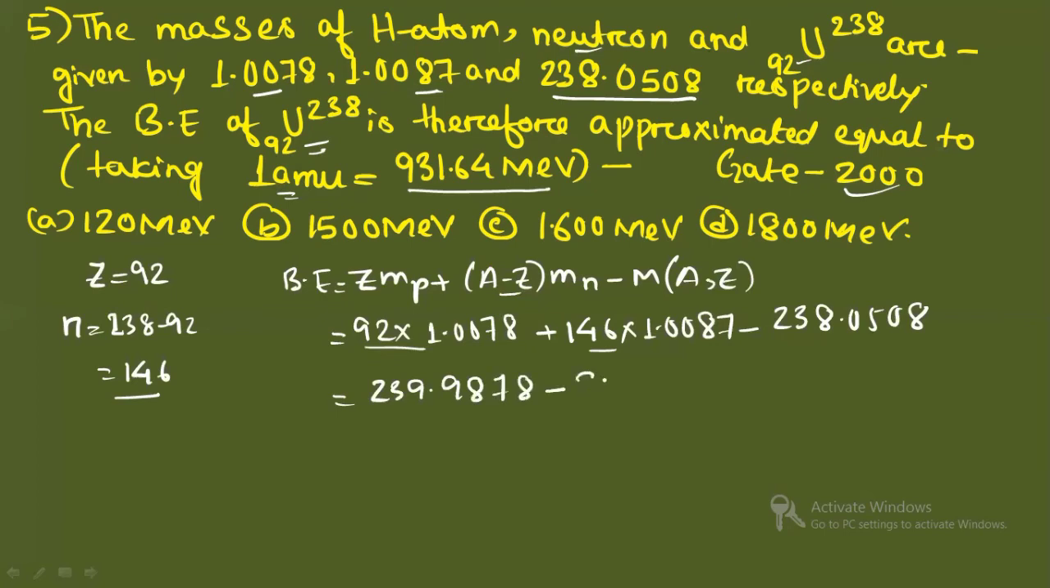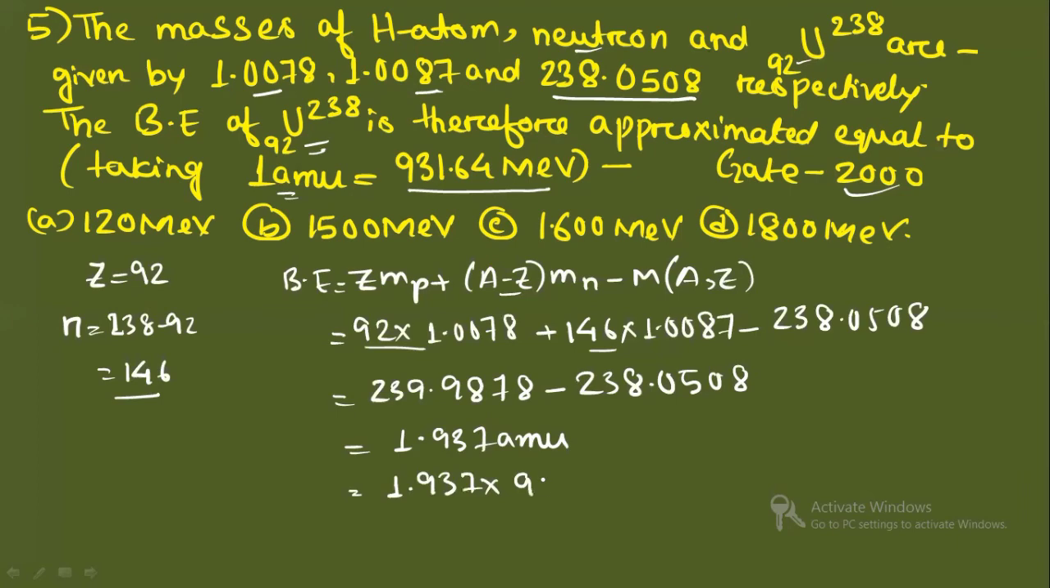So now when you multiply these two terms and then add, you will get 239.9878 minus 238.0508, and on subtracting these two terms you will have 1.937 atomic mass unit. Remember, this is in atomic mass unit, and you need the answer in mega electron volt. So what you will do is multiply 1.937 with 931.64. Then you will get it in mega electron volt.